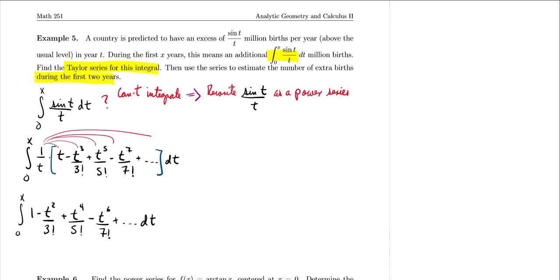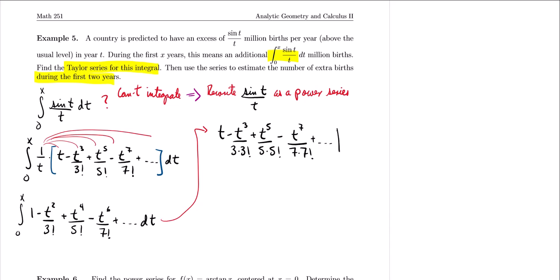Okay, so now that we've simplified it, let's get the integral. The integral of 1 is just going to be t, minus t cubed over 3 times 3 factorial, plus t to the 5th over 5 times 5 factorial, minus t to the 7 over 7 times 7 factorial. And now we're going to be evaluating this. Let me clarify that this would have kept on going, and we would have been evaluating all of these terms at 0 and at x. So that means that we would have gotten the following. Now I'm just going to rewrite this expression in terms of x, the same expression just replaced with x's.